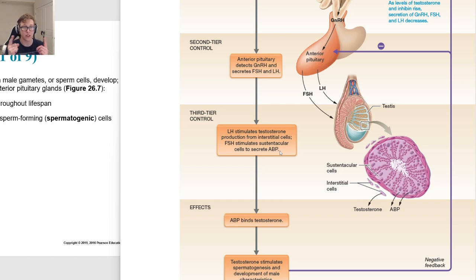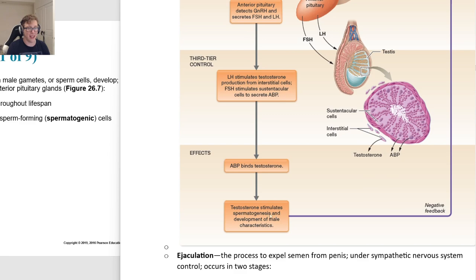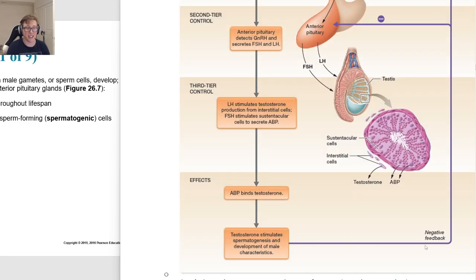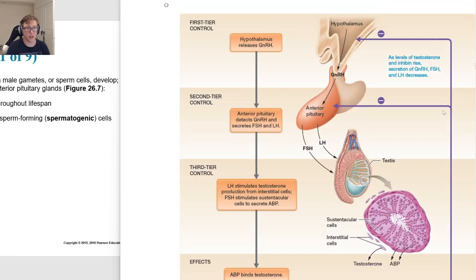This is so that the testosterone won't essentially leave the testis because it is essential for the process that's going to be going on. Now, we have ABP binds testosterone. This testosterone is going to stimulate spermatogenesis and the development of male characteristics. And this negative feedback loop goes up here as levels of testosterone and inhibin rise. The secretion of GnRH, FSH, and luteinizing hormone decreases.